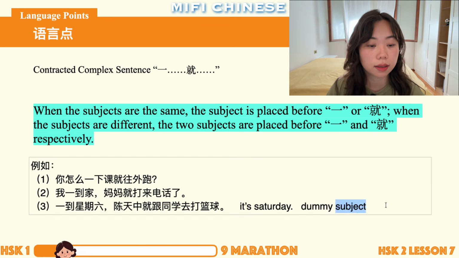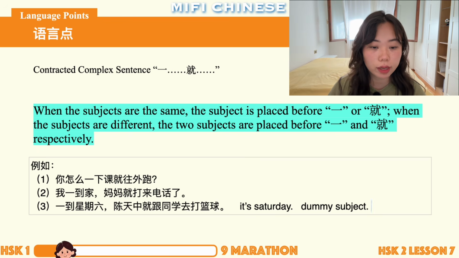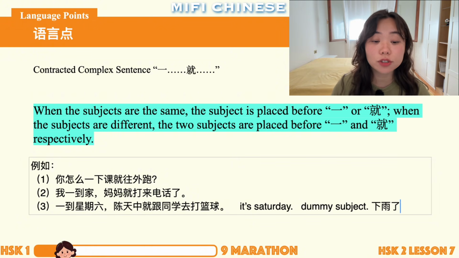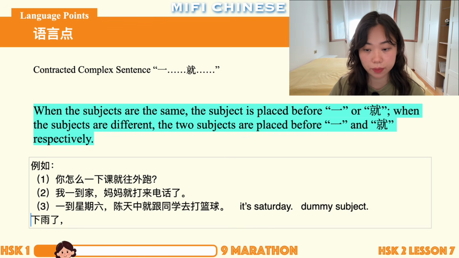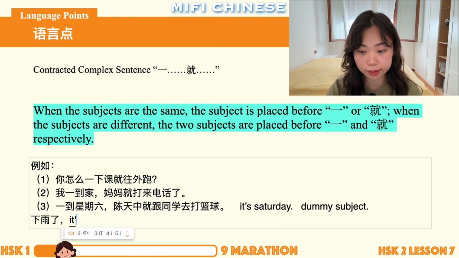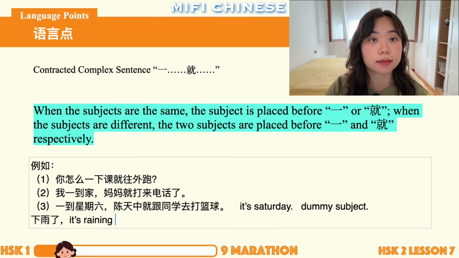But in Chinese, the situation is different. For example, you can say 下雨了. In this sentence, there is no subject, because 雨 is not the subject, right? You understand? If we translate this one into English, how would it be? It's raining, right? Again, we see the dummy subject. It is raining. What is this it? It doesn't have a real meaning. It's just a dummy subject.